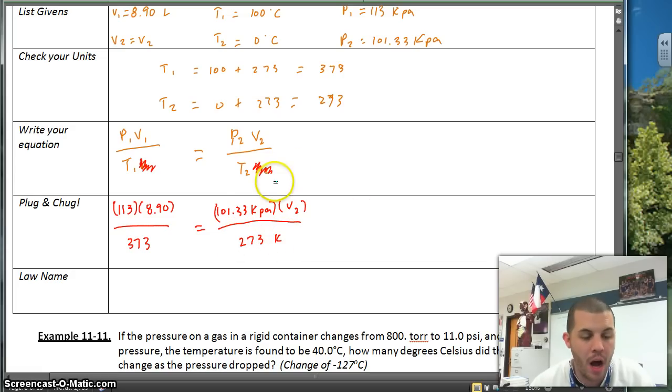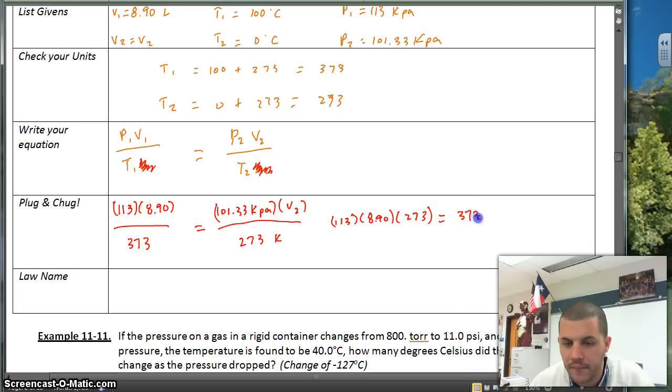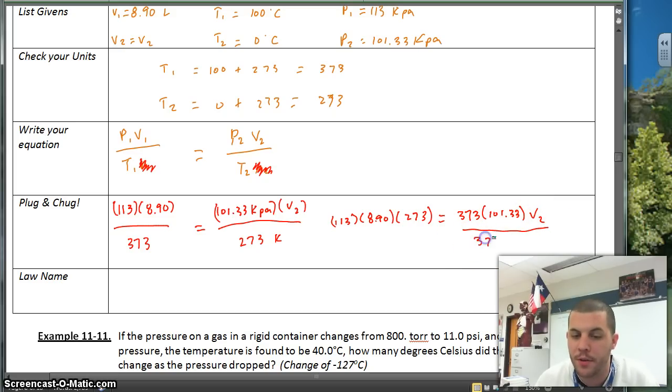Okay, and so now all we have to do is cross multiply. So I've got 113 times 8.90 times 273 equals 373 times 101.33 times V2. Okay, if I want to get V2 by itself, I'm going to divide both sides by 373 times 101.33.